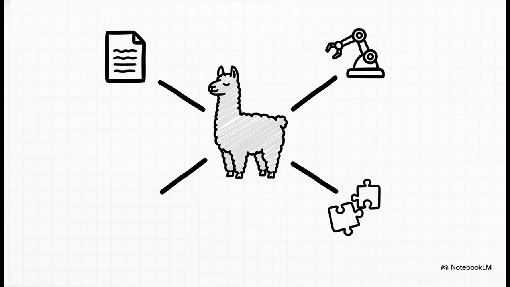Now, if you're a developer, your first stop should absolutely be Llama. It just strikes that perfect balance between being easy to use and being super powerful. Its command line interface and API make it an absolute dream to integrate into scripts, apps, and pretty much any other project you're working on.